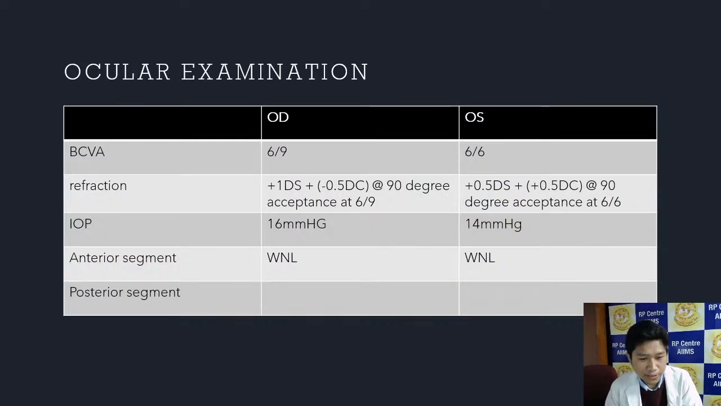On ocular examination, the best corrected visual acuity in the right eye was 6/9 and in the left eye it was 6/6. Refraction was done. In the right eye it was +1 diopter sphere and -0.5 diopter cylinder at 90 degrees axis, with acceptance of 6/9. In the left eye, the power was 0.5 diopter sphere and 0.5 diopter cylinder at 90 degrees with acceptance of 6/6. The IOP in the right eye was 16 mmHg and in the left eye was 14 mmHg. The anterior segment findings were within normal limits.